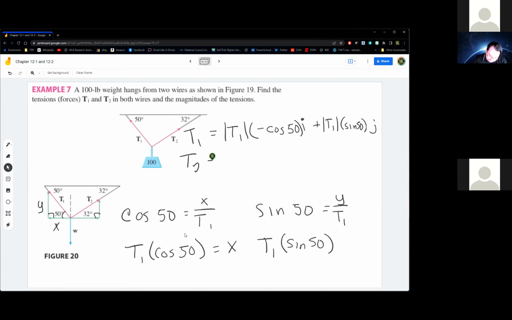My T2 vector, if we're looking at the other side of this triangle, is going to be the same basic setup, T2. We're still looking at this one. The difference is this one we're going to the right, so we're on the positive side. So it's going to be cosine of 32, the positive version of it, and then plus the magnitude of T2 times sine of 32 J.